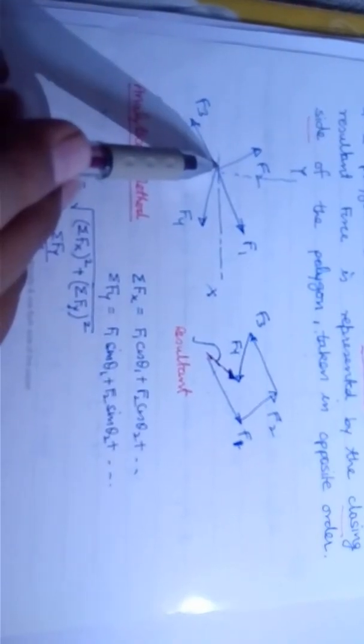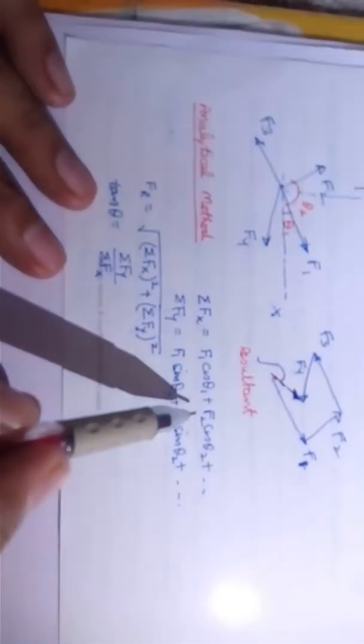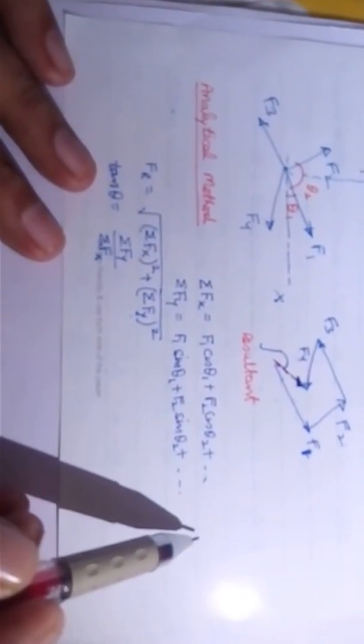It is here. For the concurrent force system, if number of forces are acting at a point, we can calculate summation Fx, that is going to be F1 cos theta. Let us say this angle is theta 1 from x-axis, so we'll say F1 cos theta 1. Similarly, this angle is theta 2. Likewise, angles are always measured with x-axis. We can say F1 cos theta 1 plus F2 cos theta 2 and so on.